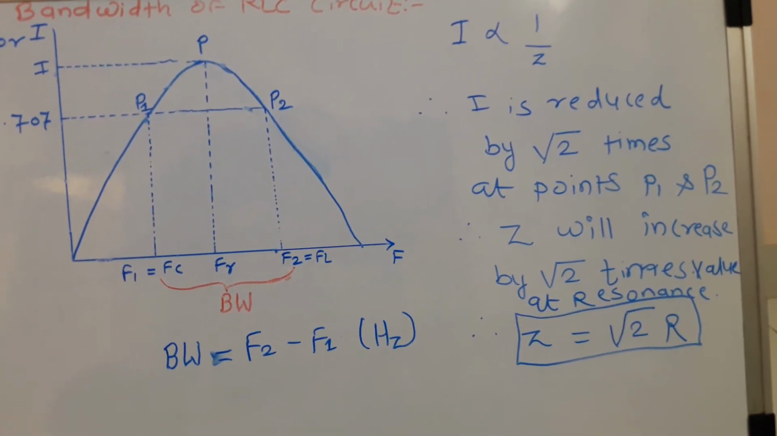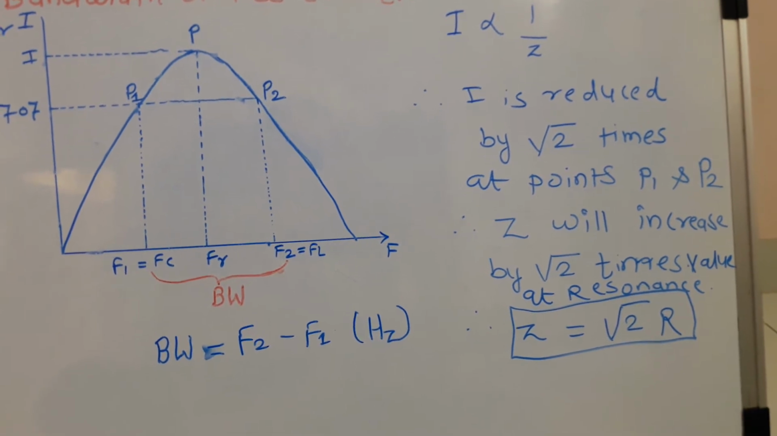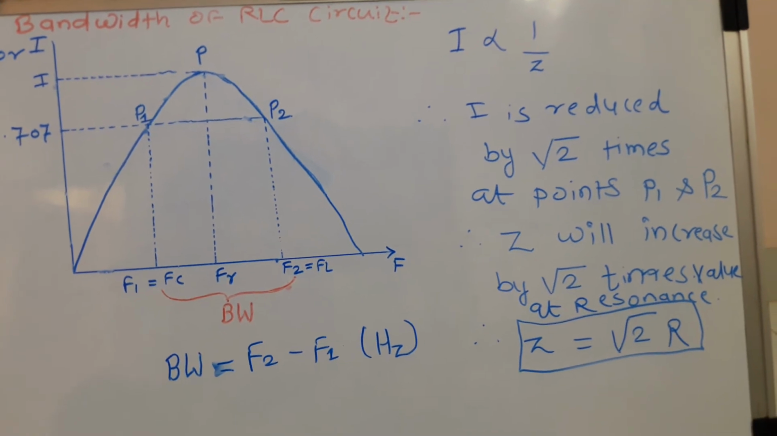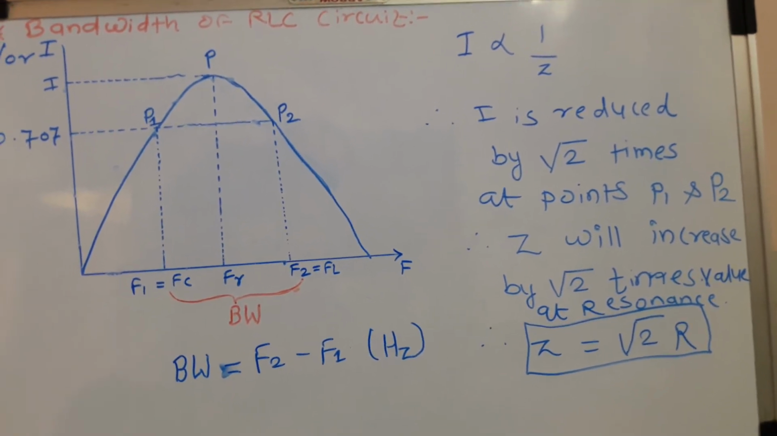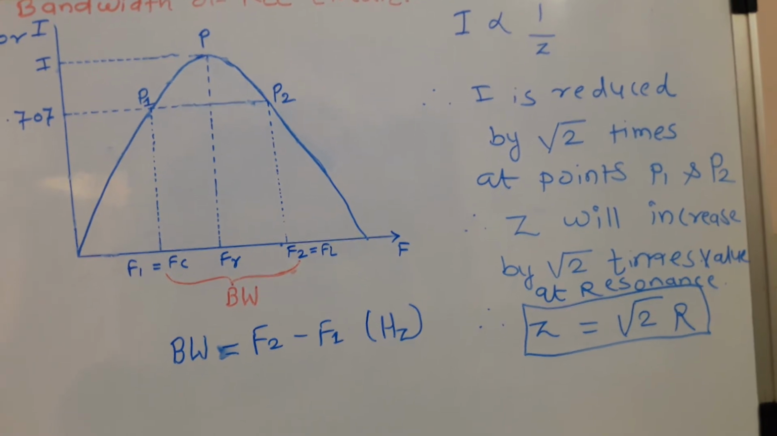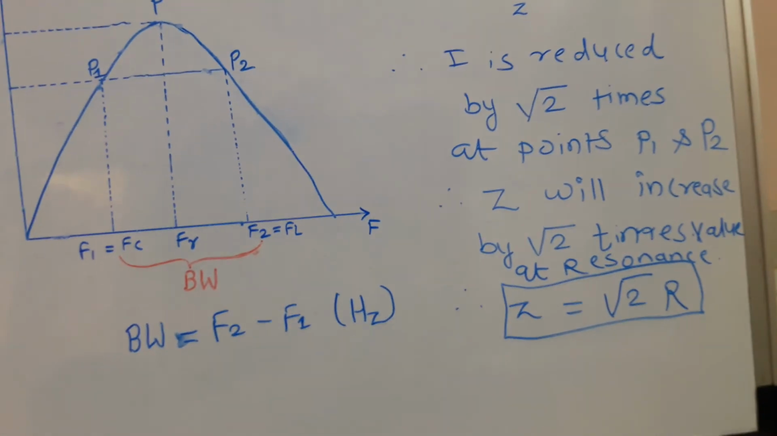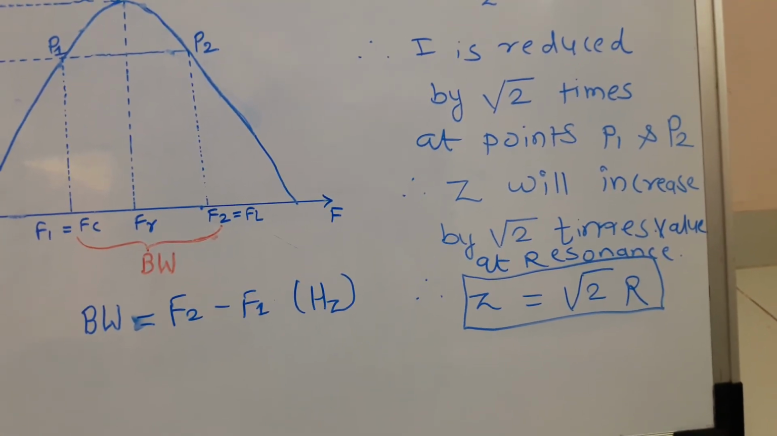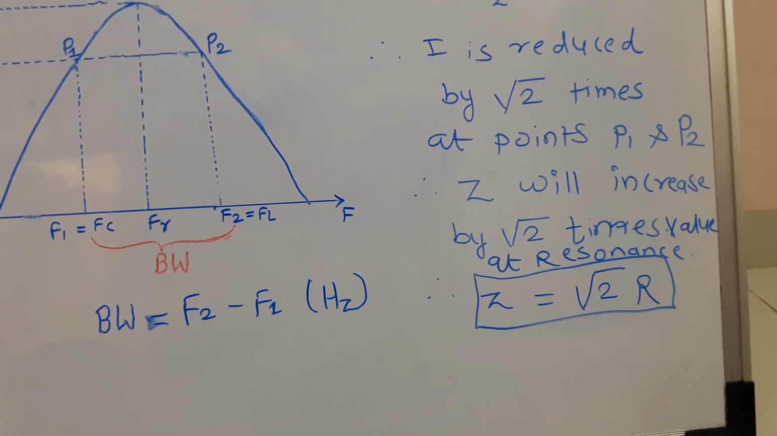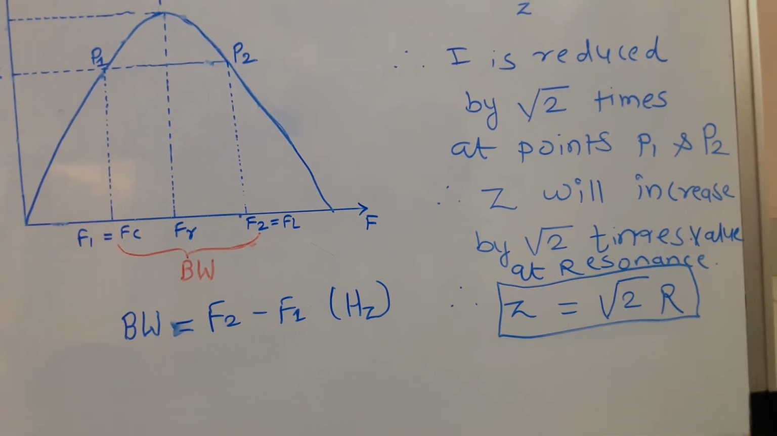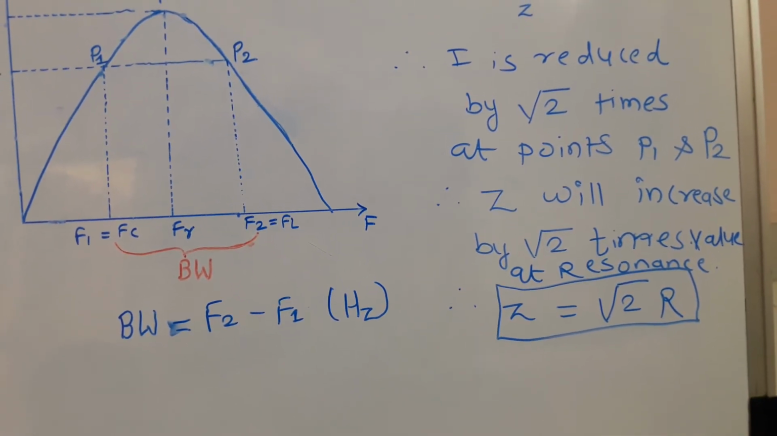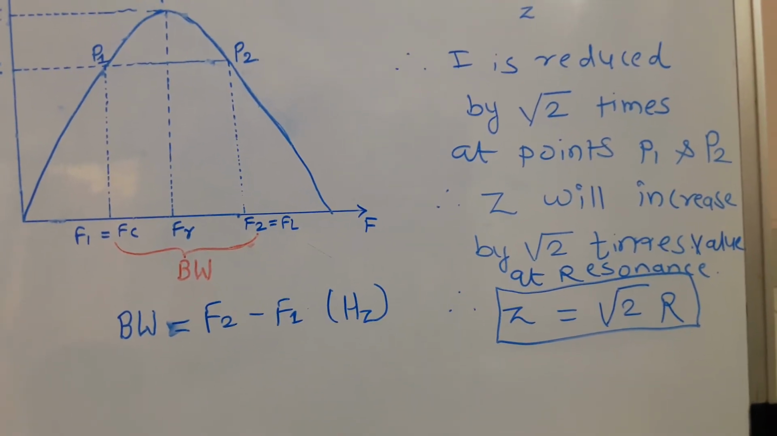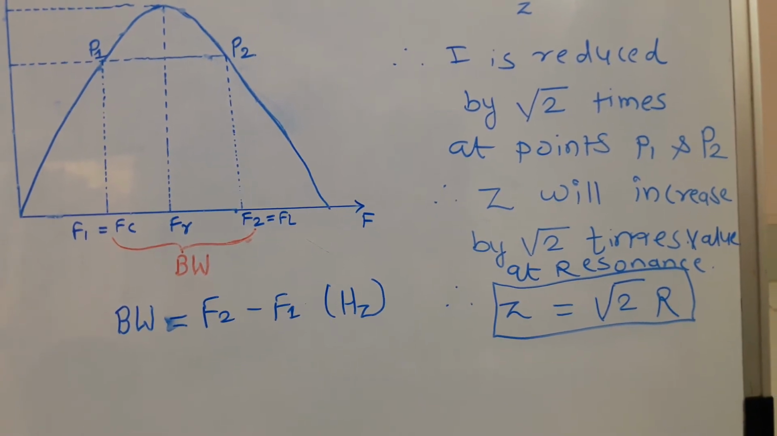So at points P1 and P2, current is reduced by √2 times. As current is reduced, because of the inverse relation, impedance will increase. I is divided by √2, therefore Z will be multiplied by √2 times. So Z will increase by √2 times the value at resonance. We know at resonance Z is equal to R. Therefore at points P1 and P2, Z is equal to √2 times R.